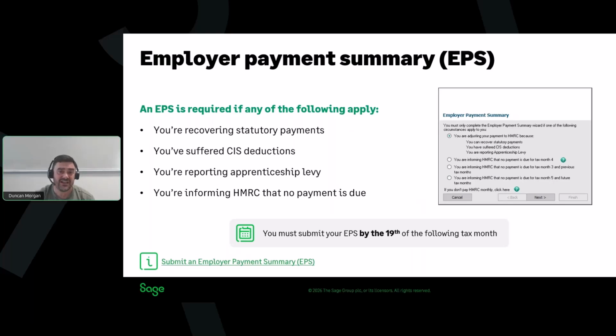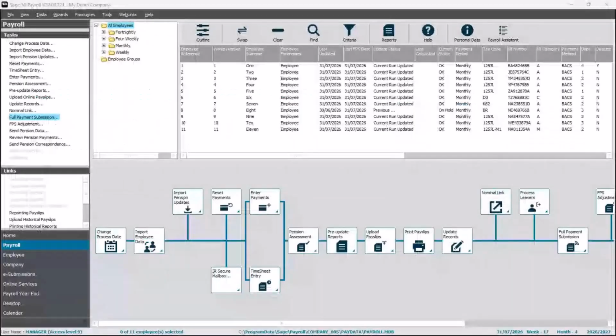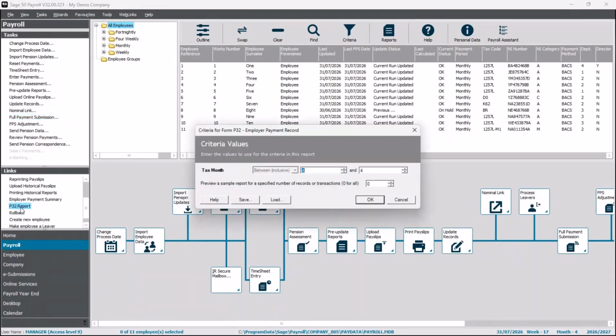So I'm going to give you one last demo of some of these month-end tasks before we start to wrap up. So I've completed all of my pay runs for tax month 4. So I've done my monthly pay run, 31st of July. When I'm ready to run the P32 report, the easiest way to do this is from the payroll links. So you'll see there's a direct link to the P32, which I can click from here. And then within the report criteria, I just confirm the tax month I'm running the report for, which is tax month 4.